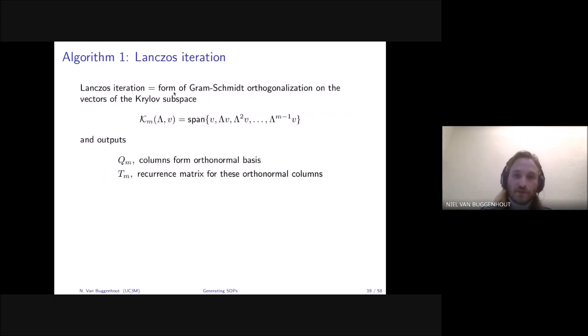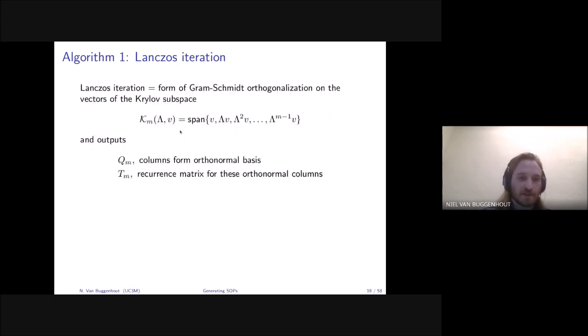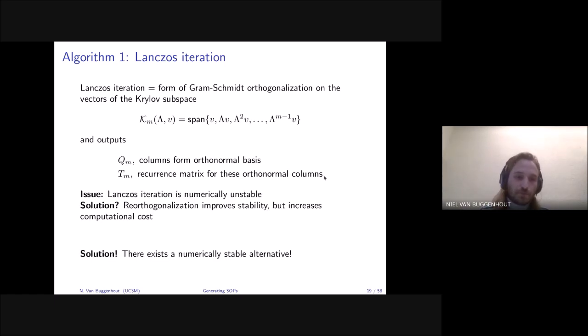The Lanczos iteration is a form of Gram-Schmidt orthogonalization on the vectors of the Krylov subspace, which I repeat right here. If we apply this algorithm, the Hermitian Lanczos algorithm, we get as outputs Qm, whose columns form an orthonormal basis, exactly what we want, and Tm, a recurrence matrix for these orthonormal columns. We also have that the eigenvalues of lambda are preserved, so T and lambda share the same eigenvalues. However, there's an issue with this iteration, namely it is numerically unstable.